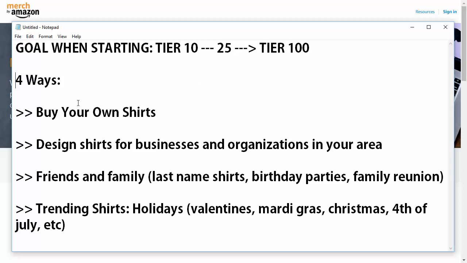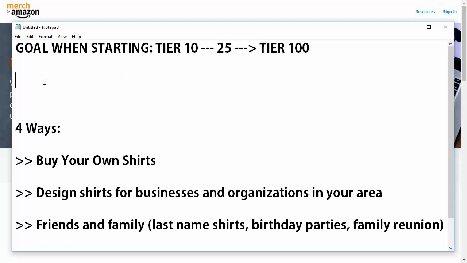Now, before I go into these 4 different ways to do it, the pricing strategy is pretty simple. You need to price low, and I mean extremely low, as low as you possibly can. So 12 bucks for t-shirts. I'm not sure how much it is with pop sockets.